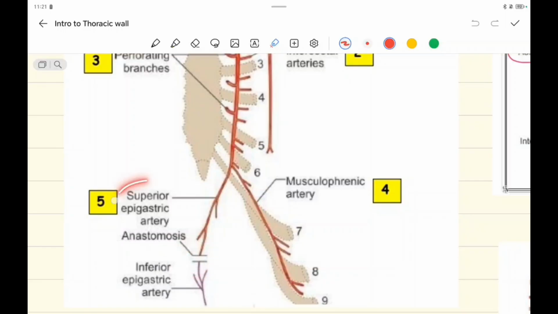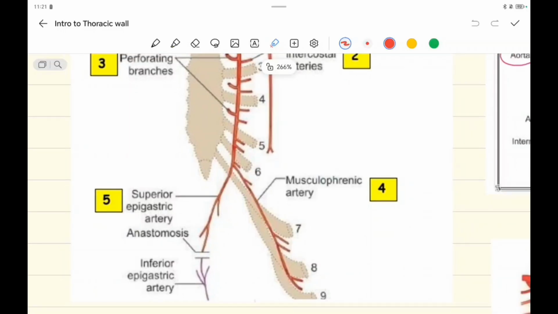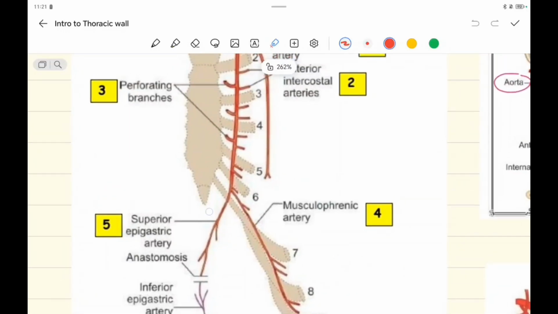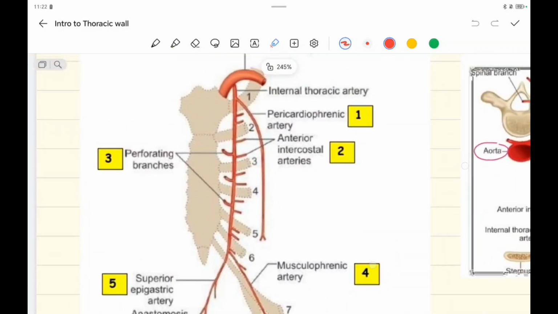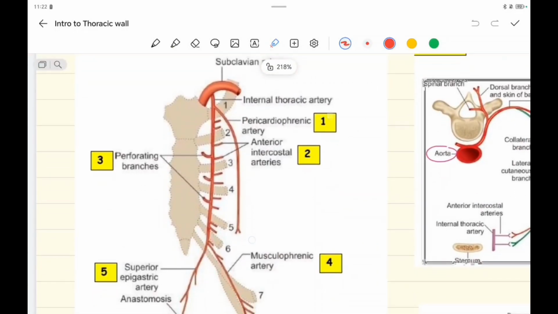And we said superior epigastric is coming from internal thoracic. Where is the inferior epigastric artery coming from? It is coming from the external iliac artery at the inguinal ligament. So this is the termination of the internal thoracic artery, and this is the course.